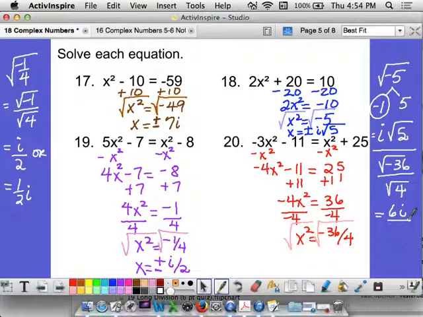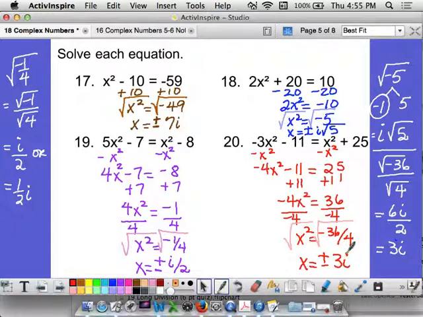Over the square root of 4, which is 2. And I'm going to reduce that by 2. I'm going to reduce that by 2. 2 will go into 6 3 times, and 2 will go into 2 once. So that reduces to 3i. So here, I can write this as x equals plus or minus 3i.